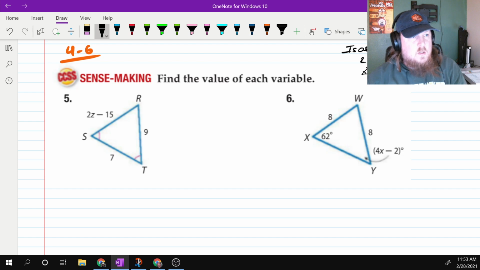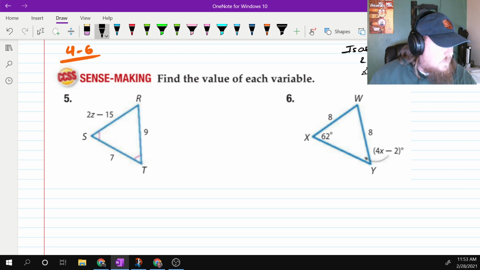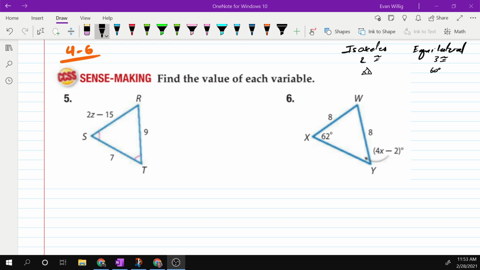congruent. So we're going to, oh, I drew all that stuff underneath my webcam. Let me just turn my webcam off. Sorry about that. So I just took some little notes there about what isosceles and equilateral are.